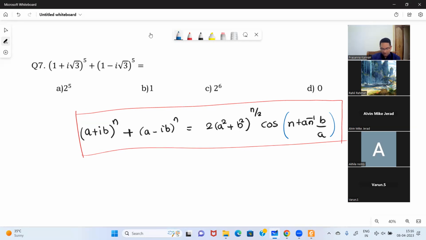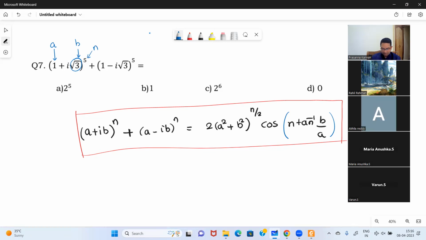All right. Now in this question, what is a? 1. What is b? Root 3. And what is n? 5. Therefore, 2 into what is a square? 1 square plus what is b square? Root 3 whole square. What is n? 5 by 2. Cos of n is 5, tan inverse b by a. What is b? Root 3.